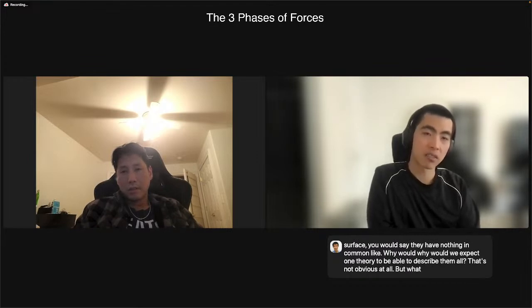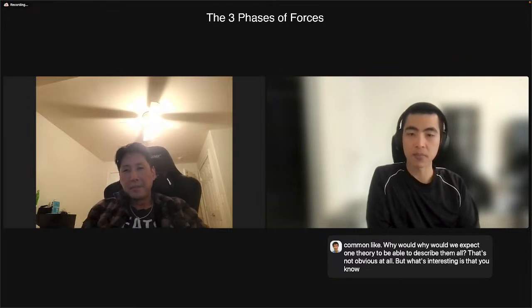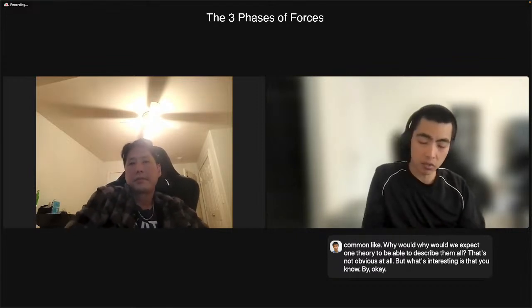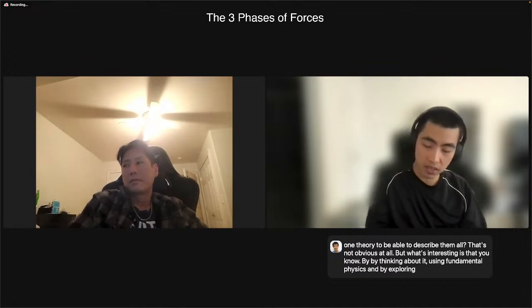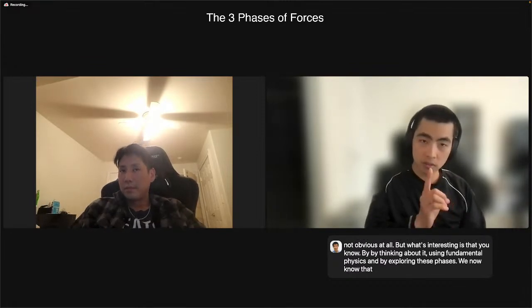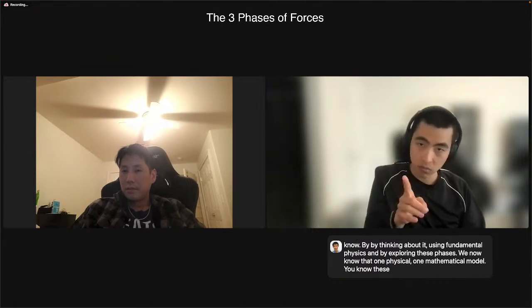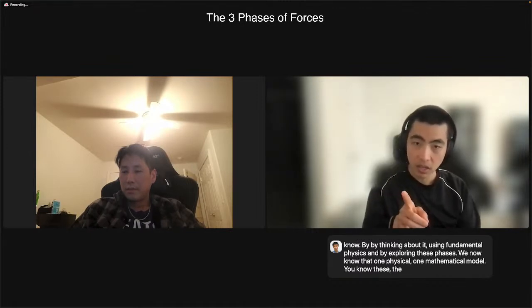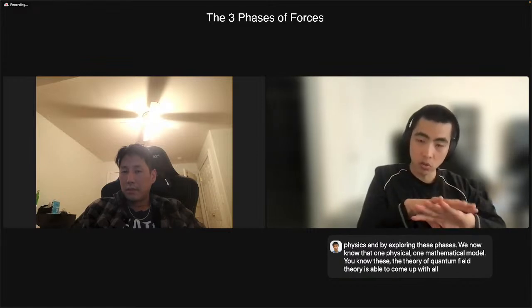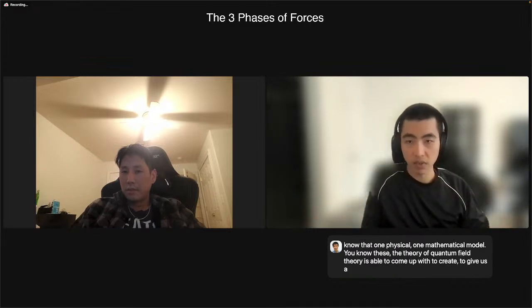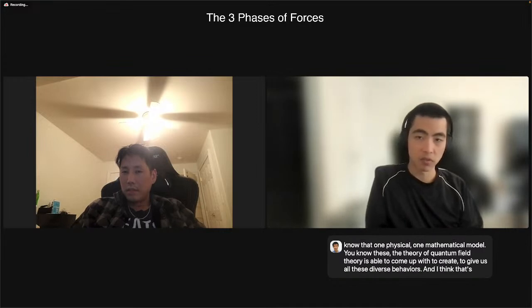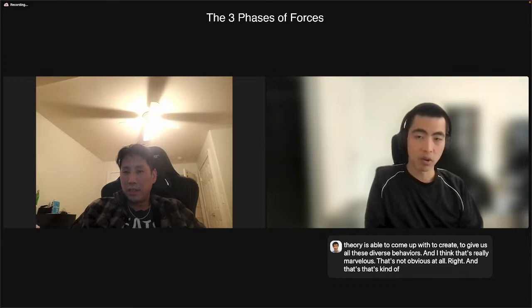But what's interesting is that by thinking about it using fundamental physics and by exploring these phases, we now know that one mathematical model, the theory of quantum field theory, is able to give us all these diverse behaviors, and I think that's really marvelous. That's not obvious at all, right? And that's kind of the power of our approach to particle physics, I would say.